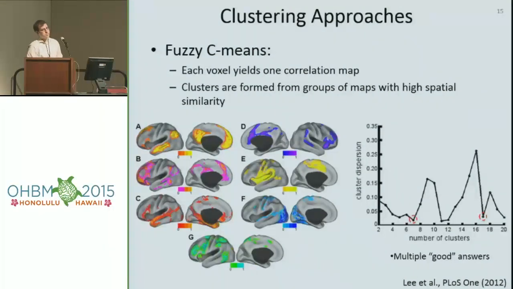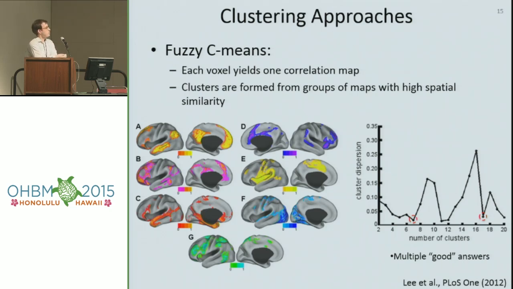So in this example, fuzzy c-means was used, which is very similar to k-means, although it allows a scalar membership to each cluster center. So the distance in this abstract space from one correlation map to the cluster center defines how much it's a member of that cluster, but it can be, in some sense, a member of multiple clusters.